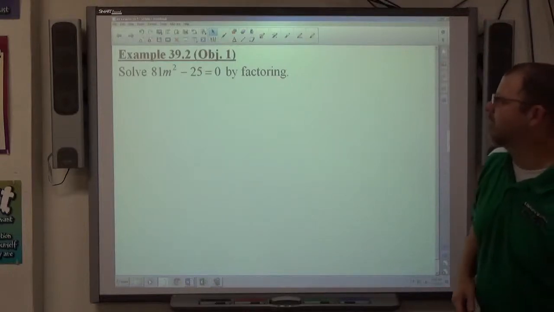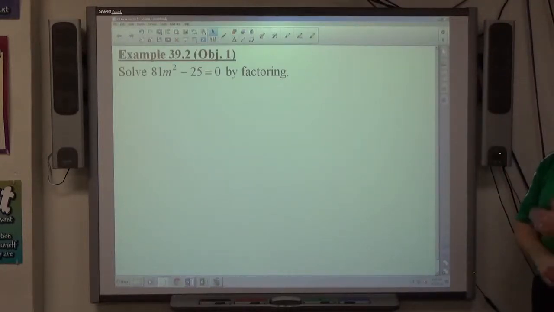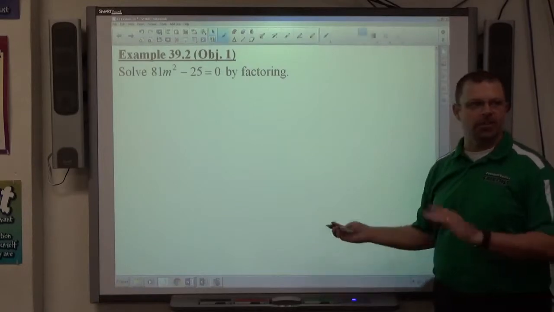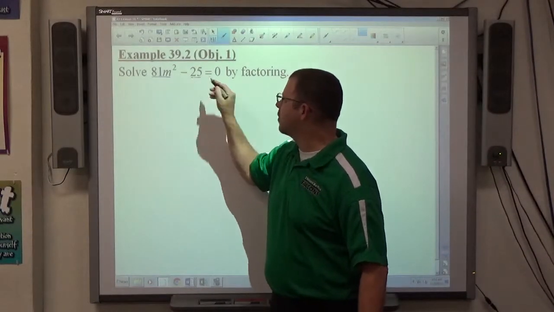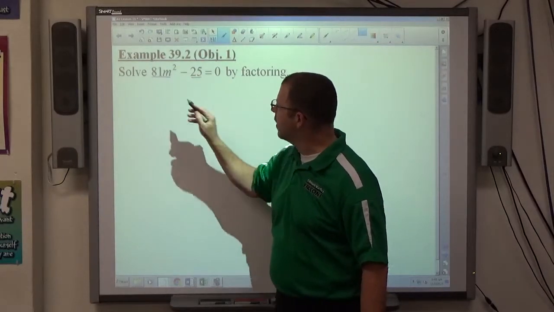All right, example 2, solve 81m squared minus 25 equals 0 by factoring. Again, it asks us to do it by factoring. Let's go ahead and do it that way. 81m squared is a perfect square. 25 is a perfect square. They're being subtracted, equals 0.